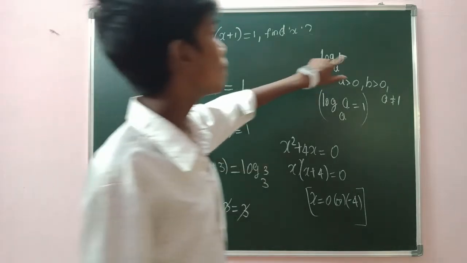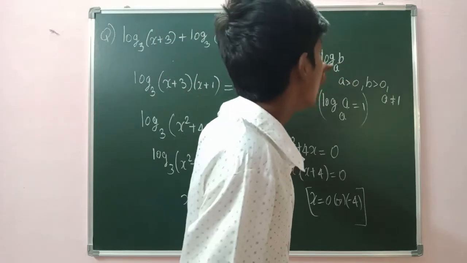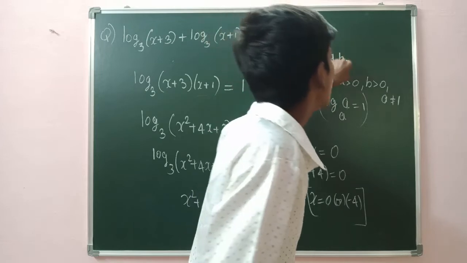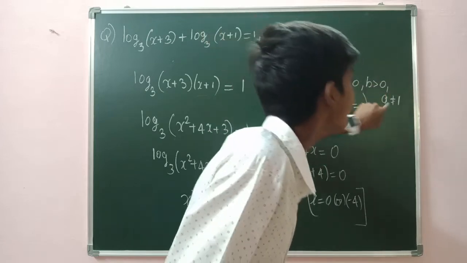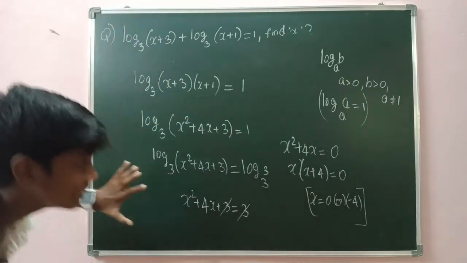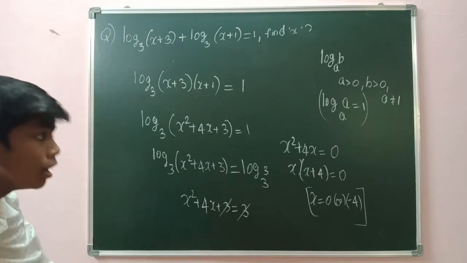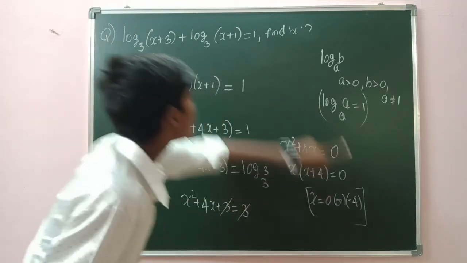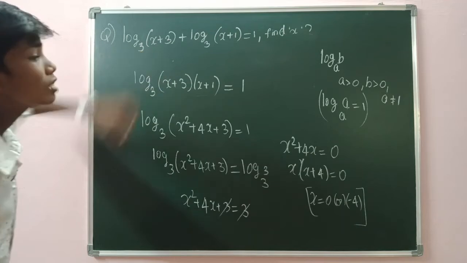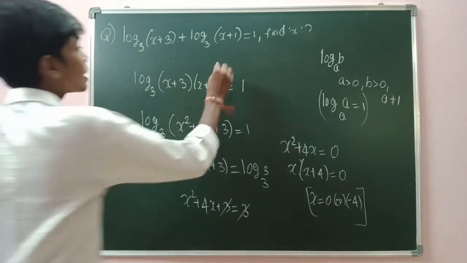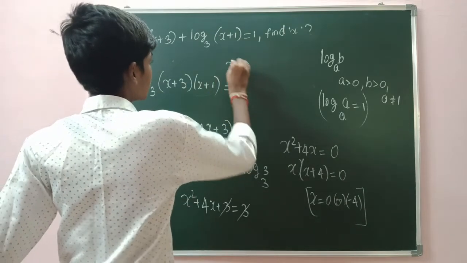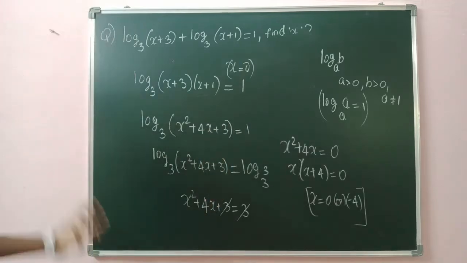Your log of b to the base a will be defined when your base is positive, your inside value is positive, and a can never be 1. This is a condition for the log to be defined. But when you put your x as minus 4, I am getting the inside value as a negative number. So this shows that x must be 0, and that's the answer for the question.